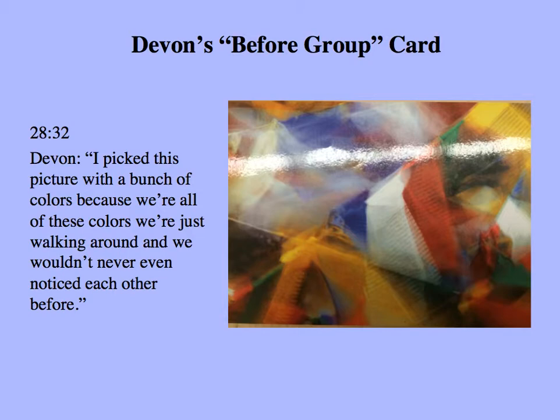So Devin picks this picture card to represent his experience before group. He says, I picked this picture with a bunch of colors because we're all of these colors. We're just walking around and we never even noticed each other before. So again, that's like, wow, how did he get that out of that drawing, right? But that's his interpretation. It's a bunch of people walking around who we might not even notice before.